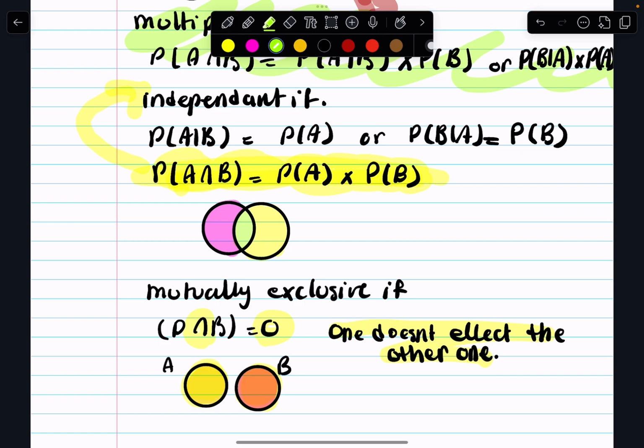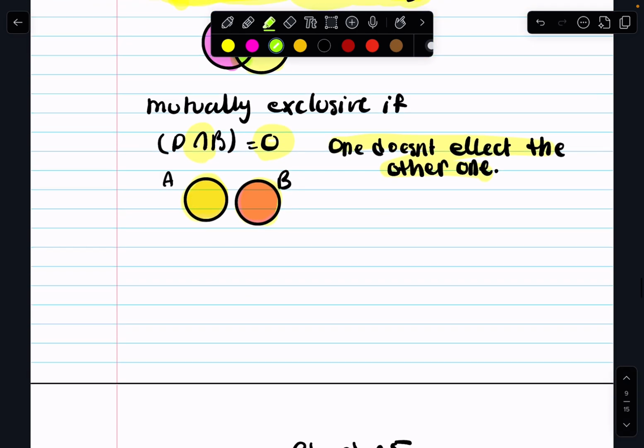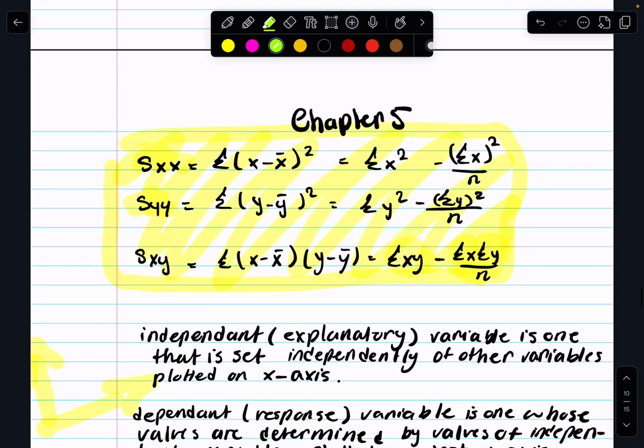They're independent if the probability of A times the probability of B gives you your intersection, so it gives you this part. We talked about this at the very beginning. Mutually exclusive means one does not affect the other at all. So their intersection is going to be 0 because they don't even touch each other to intersect.